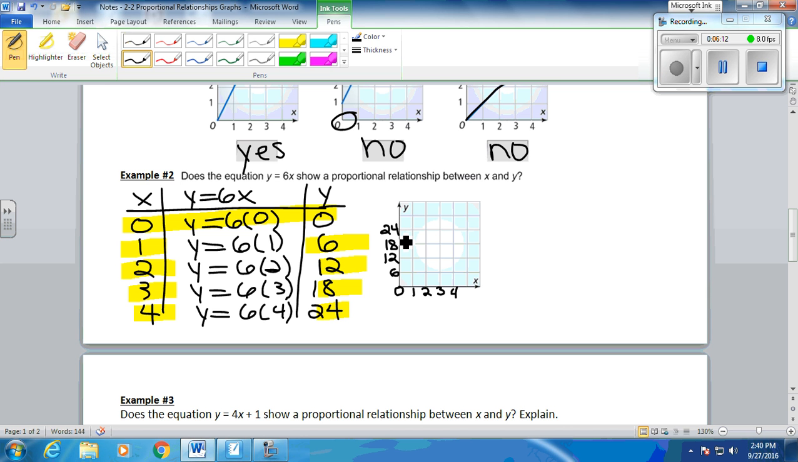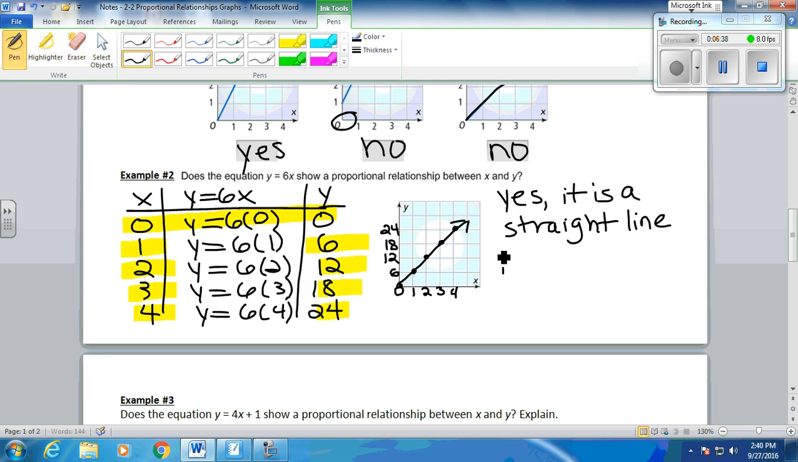So I plot my points: 0, 0; 1, 6; 2, 12; 3, 18; 4, 24. Connect my points, draw an arrow, and does this show a proportional relationship? Yes. It is a straight line passing through the origin.